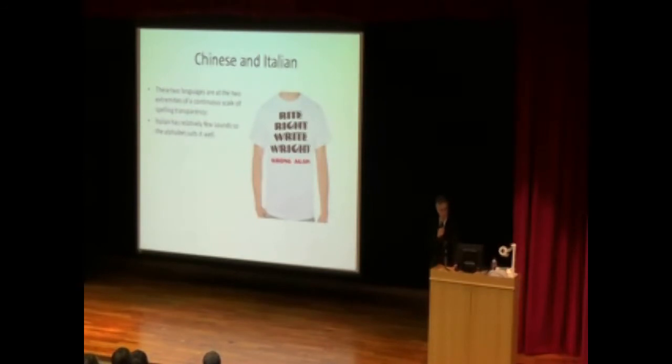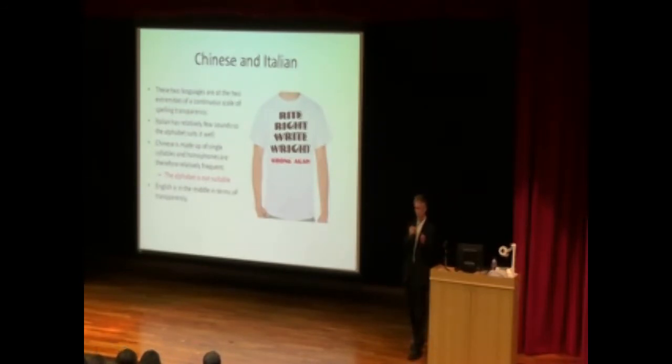Italian has relatively few sounds, so the alphabet suits it well. Chinese is made up of single syllables, and homophones are therefore relatively frequent, so the alphabet is not suitable for Chinese. English is in the middle. English is somewhere between Chinese and Italian.